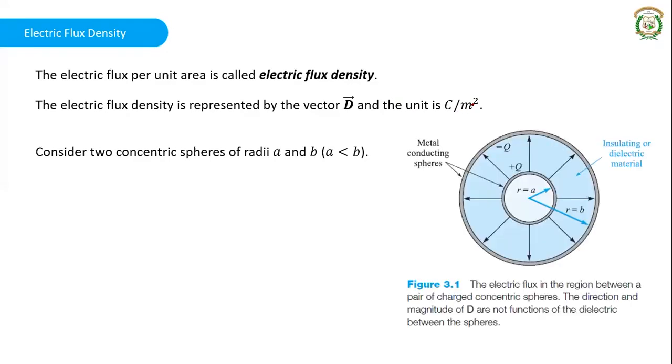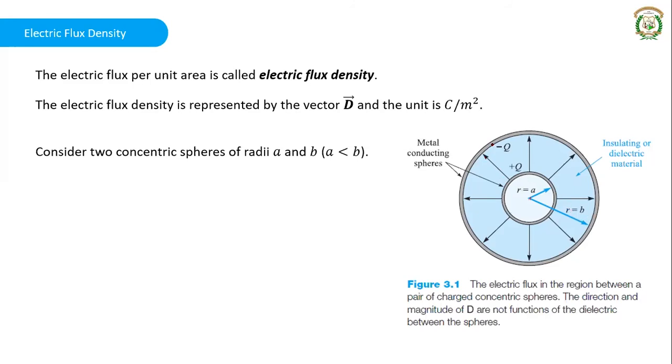So to explain this electric flux density, we will take two concentric spheres, charged concentric spheres. Concentric spheres means two spheres, balls, which are centered around the same origin, the same center. That's why we call them concentric. The inner sphere has a radius of r equals a. The outer sphere has a radius of r equals b.